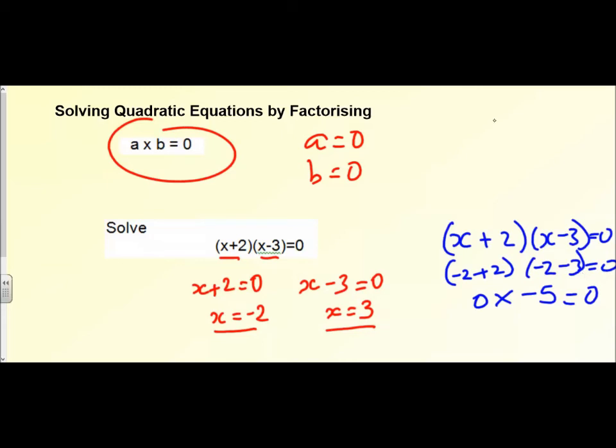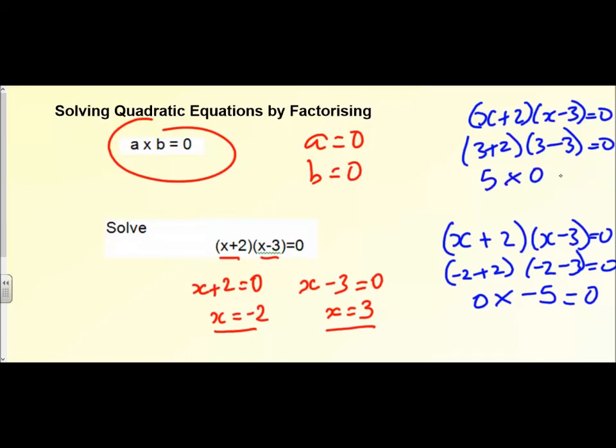Now if you did that with the other one, you'd get a similar idea. So let's try that up here. x plus 2, x minus 3 equals 0. So this time I'm going to put 3 in. So 3 plus 2 times by 3 minus 3. You can probably see why this is working there now. So that's 5 times by 0, which of course gives you 0. And those are the only 2 possibilities that will work for that equation.